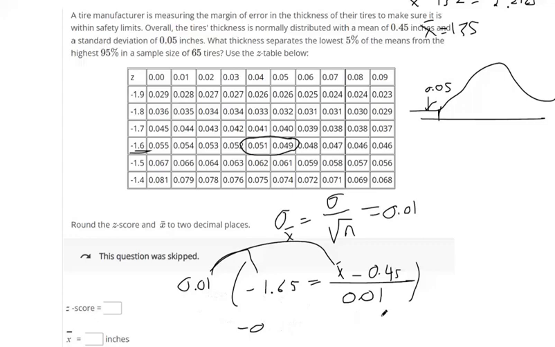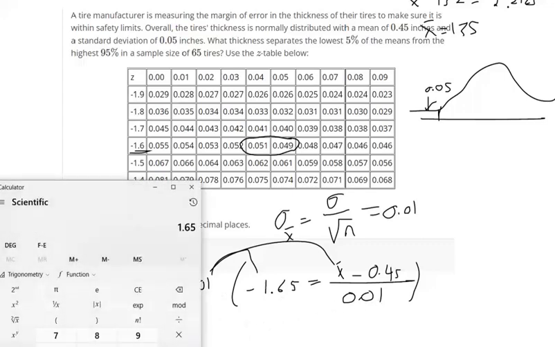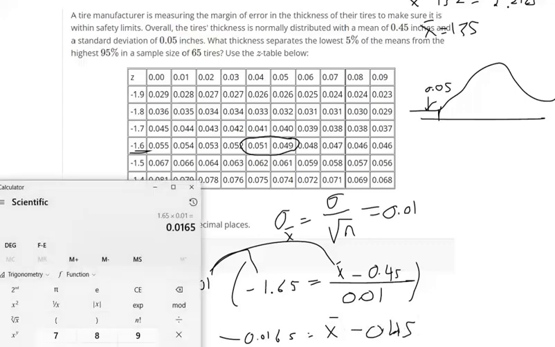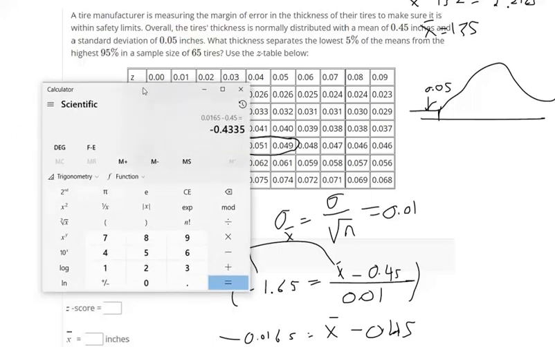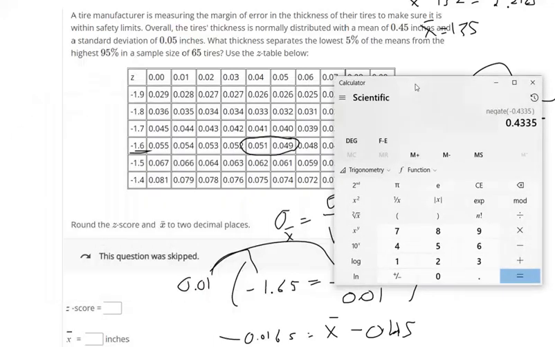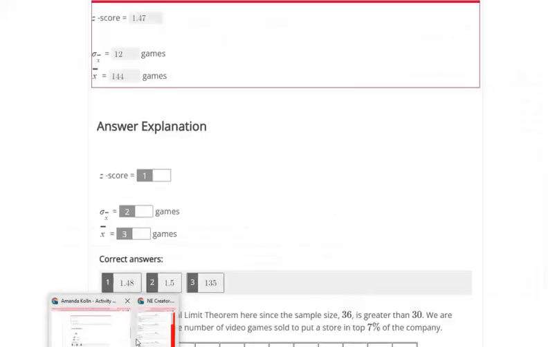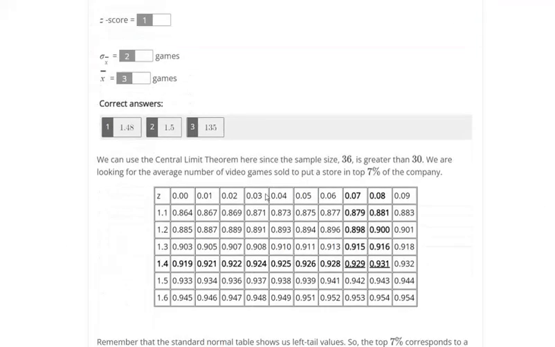Okay, so I'm doing the same thing I usually do, multiplying 0.01 to both sides. So that's negative 0.0165 equals x bar minus 0.45, and then add that 0.45 to both sides. So this is just positive instead of negative. And then they want us to round this. Oh no, even with that, it doesn't make any sense because that rounds down to 0.43. So I'll show you what I'm seeing on Newton's screen.